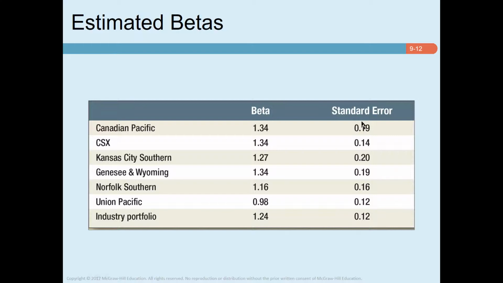For example, this is when a standard error is 0.19 and our beta from historical data is 1.34. So if we add this 0.19 to 1.34 and deduct it, we get a range, the lowest range and highest range, within which our future beta will lie, which is the expected beta.